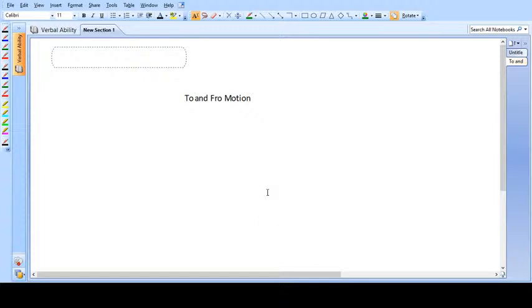Hello everyone. So today we will have a quick look at the to and fro motion. What is to and fro motion? To and fro motion is a kind of motion in which two objects are moving from the opposite direction of a straight track, right?